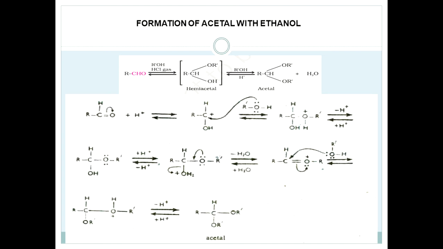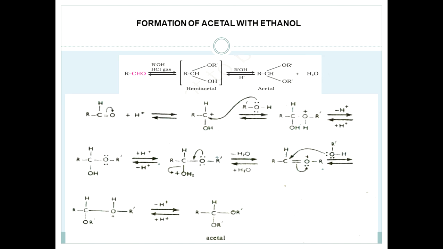Then let us know the addition of alcohols, that means formation of acetal with ethanol. Here aldehydes react with one equivalent of monohydric alcohol, that is ethanol, in the presence of dry hydrogen chloride to yield an alkoxy alcohol intermediate. This alkoxy alcohol intermediate is known as hemiacetal, which further reacts with one more molecule of alcohol to give a gem-dialkoxy compound known as acetal.